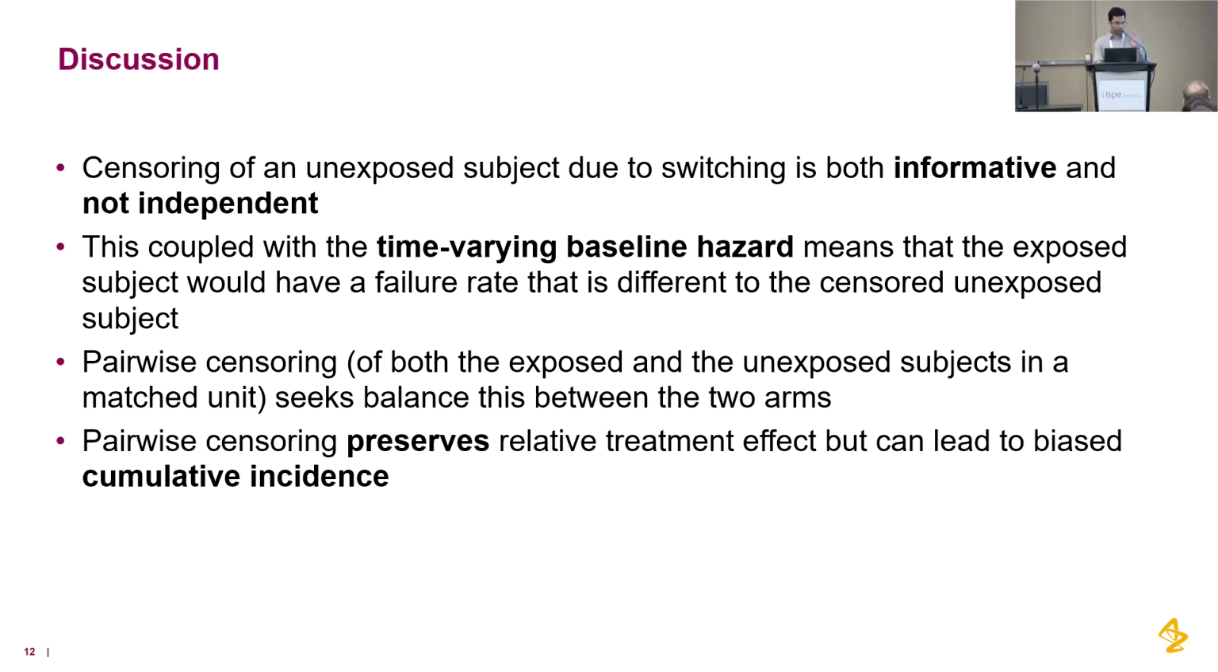Pairwise censoring seeks to balance this between the two arms, and while pairwise censoring preserves the relative treatment effect, it can lead to a biased or underestimated cumulative incidence.